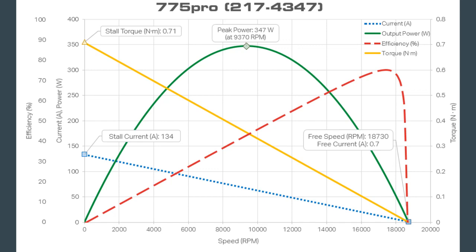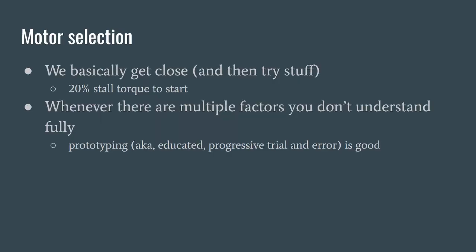Yeah, I guess that's all I'll do for this. Then the last step is, like I just said, we get close. We design for 20% stall torque. So if you're designing a motor, just start with 20% of whatever loaded situation you have.